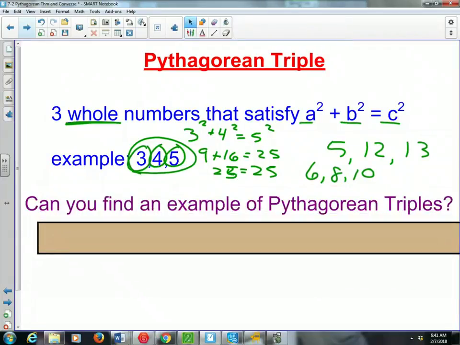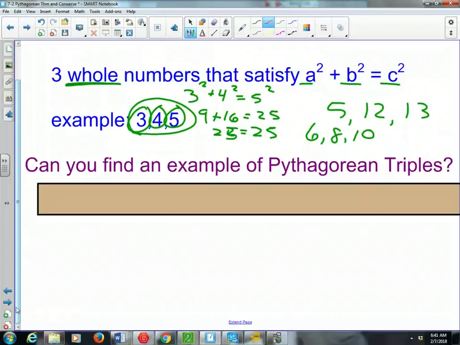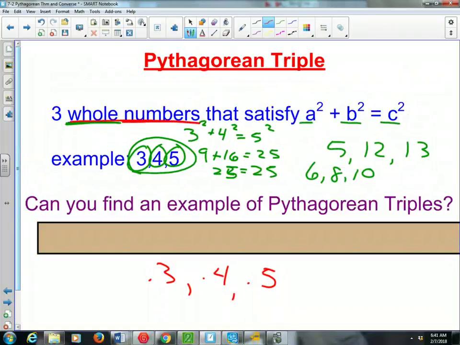We could also think of some non-examples of Pythagorean triples, such as 0.3, 0.4, 0.5. Even though these three satisfy the Pythagorean theorem, they're decimals. So decimals do not satisfy this whole number aspect, right? It has to be three whole numbers that satisfy a squared plus b squared equals c squared.